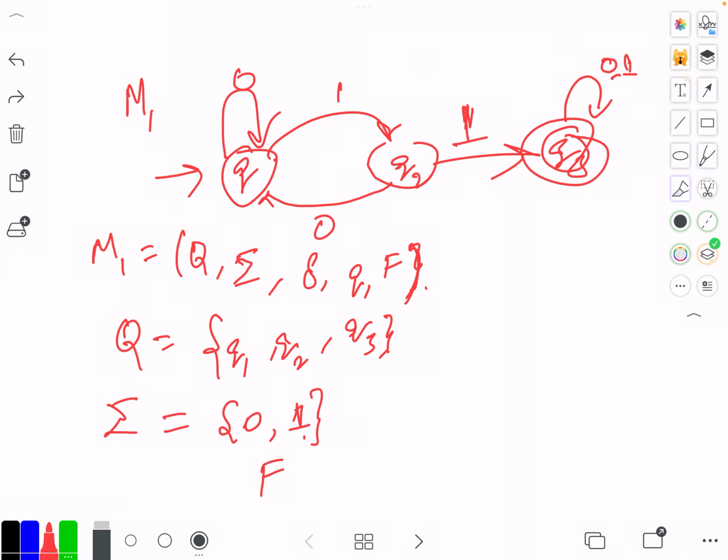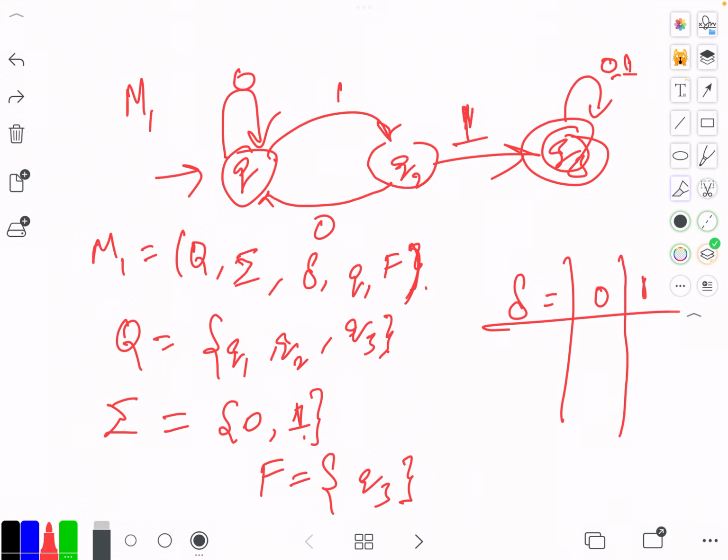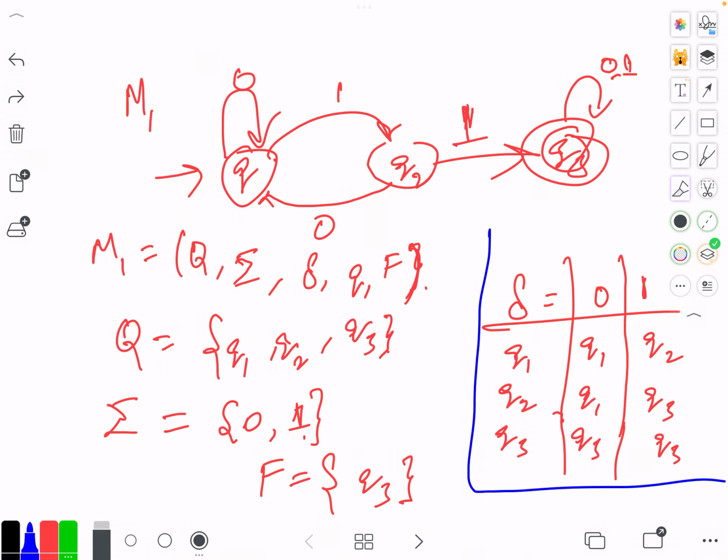And the final state is nothing but Q3, that is the accepted state. So over here, if you see the delta, 0 and 1: Q1, Q1, Q2, Q2, Q1, Q3, Q3, Q3, and Q3. And this is a simple table which I'm giving you, so you can take notes while you are watching this video.